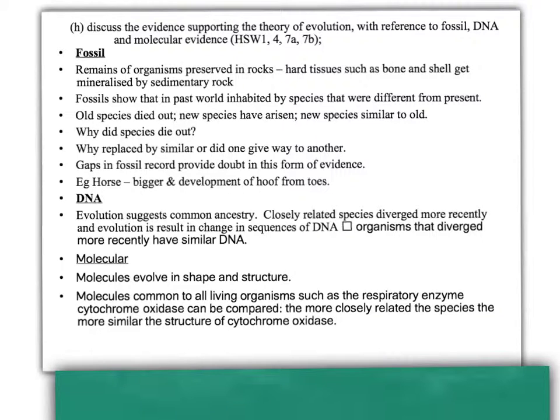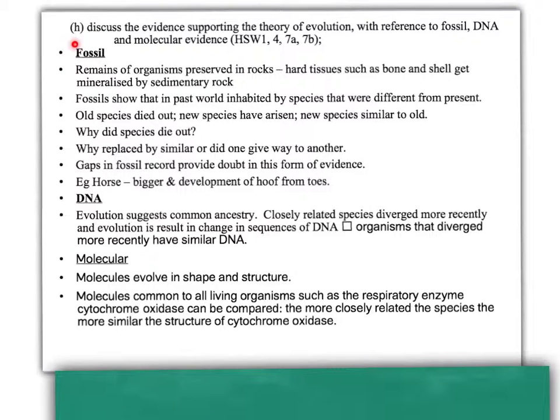This looks at the evidence that we have that this evolution has occurred. One of the problems with evolution is that we can't actually see it happening in front of us because it happens over such a long period of time, but there is some evidence that we can call upon to support the fact that there are changes in the structure and characteristics of organisms within a species, and that speciation has occurred. So the various things you've got to know about are fossils, DNA, and molecular evidence. Let's deal with this one by one.